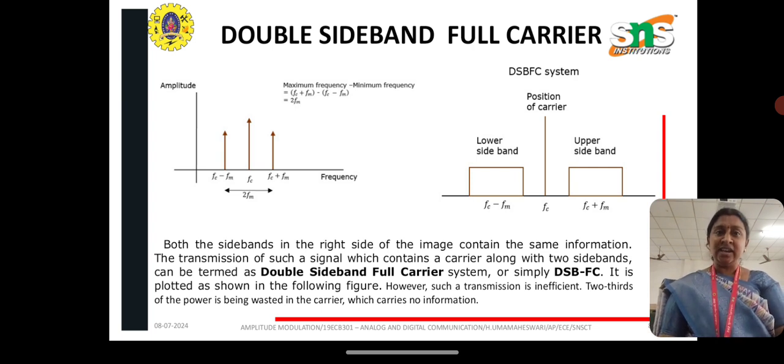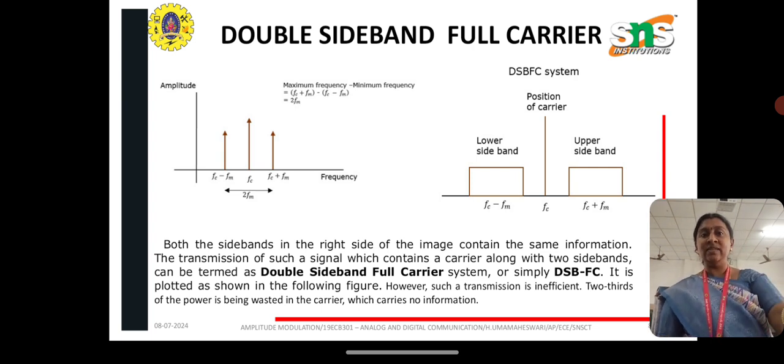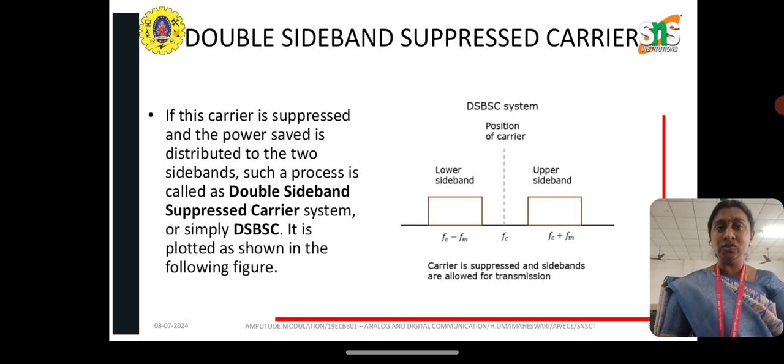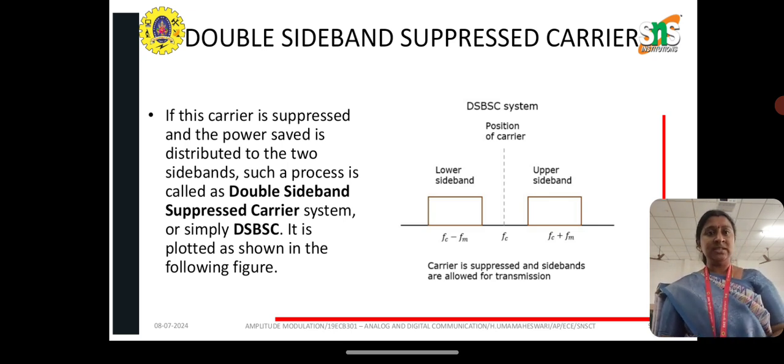Hence, the transmission here is inefficient. Two-thirds of the power is being wasted in the carrier, which carries no information. In the double sideband suppressed carrier, the carrier is suppressed and the power saved is distributed to the two sidebands. Such a process is called a double sideband suppressed carrier system. It consists of a lower sideband and an upper sideband.